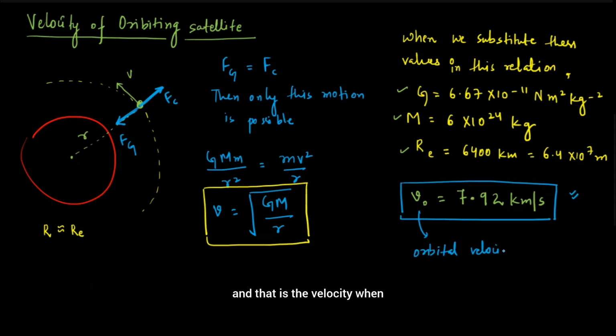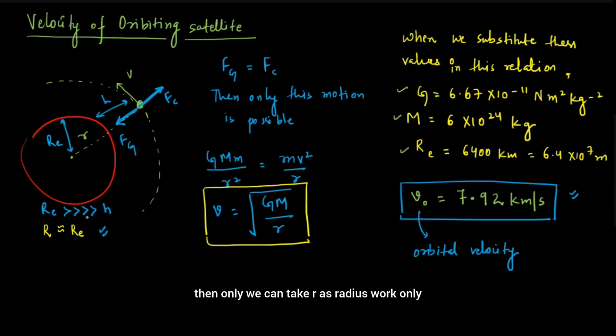And that is the velocity when this height in comparison to the radius is very less. Then only we can take r as the radius of Earth only. Otherwise, r is Re plus h. So that is one such thing. And these were the few things that we need to know before actually going into the assignment part. Got it.